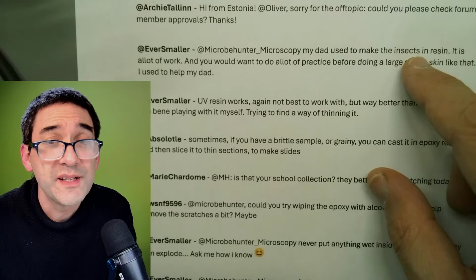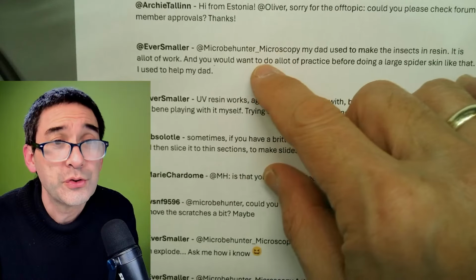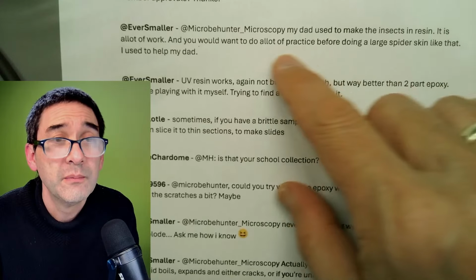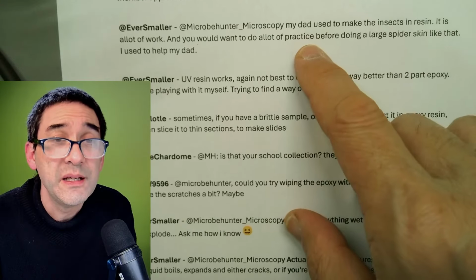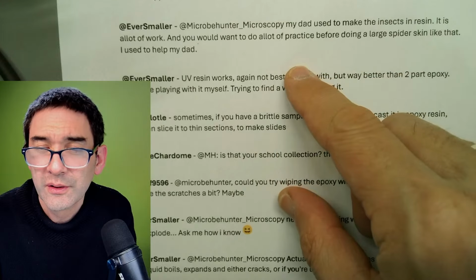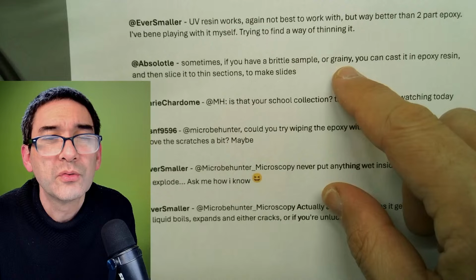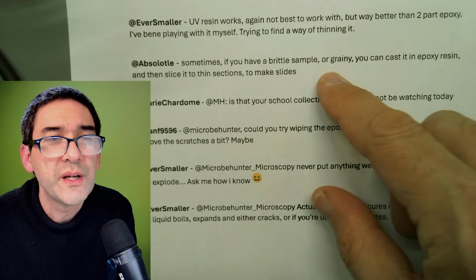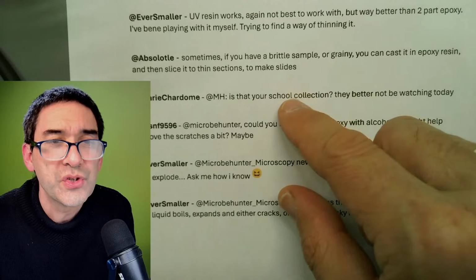Yeah, insects in resin. It's a lot of work. Okay, I think that's going to be a holiday project for me, and maybe a lot of practice. So I'm probably not going to be using real insects at the beginning, and I need to have some molds here. And sometimes if you have a brittle or grainy sample, you can cast it in epoxy resin, but then slice it thin. This is sometimes also done with rocks.